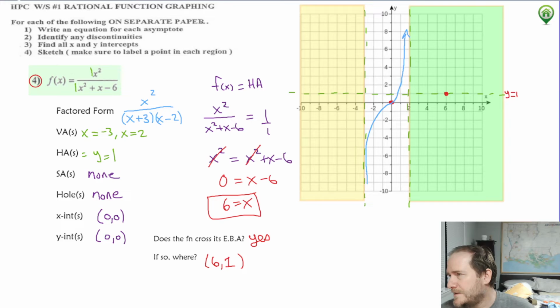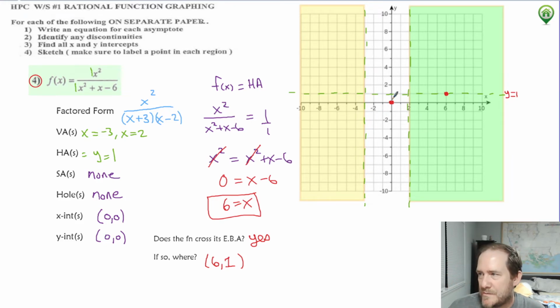So without running test points, I should be able to rest assured that because I have a point below the horizontal asymptote, this entire branch in this region should stay below the asymptote. So we should get this rough shape. Now, I don't know what's happening over here in the yellow zone. Am I below again, or am I above now? Well, for that, you better run a test point.